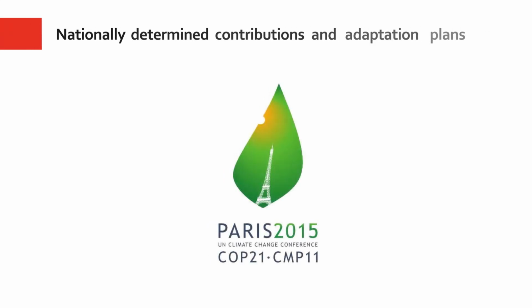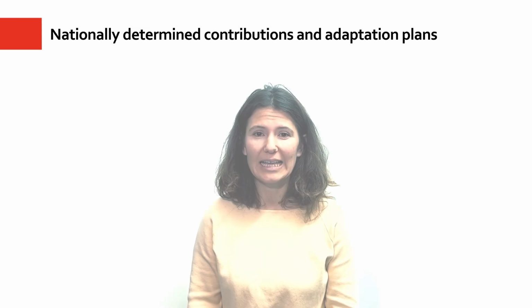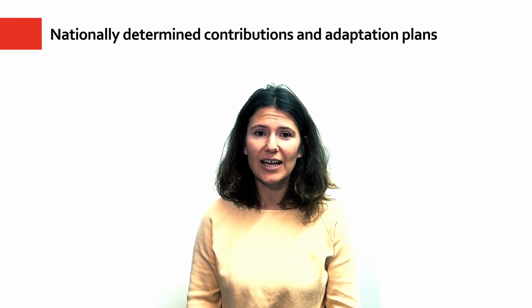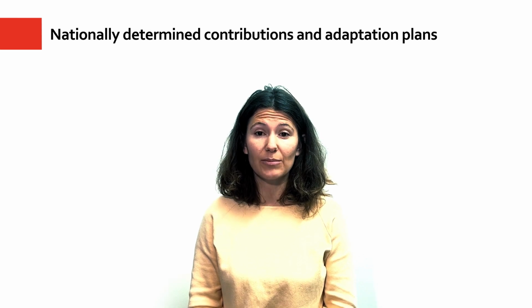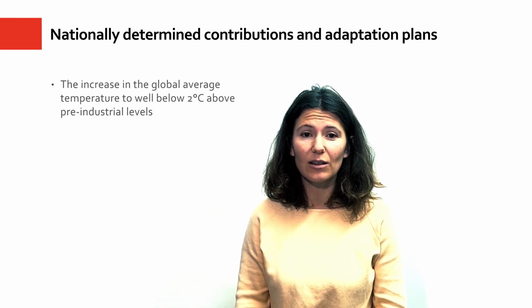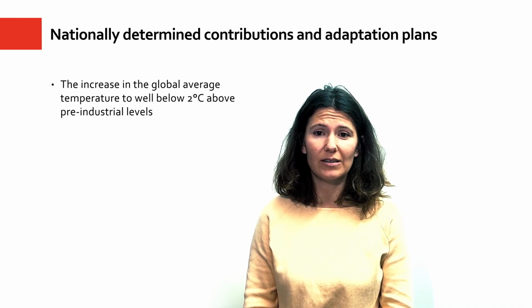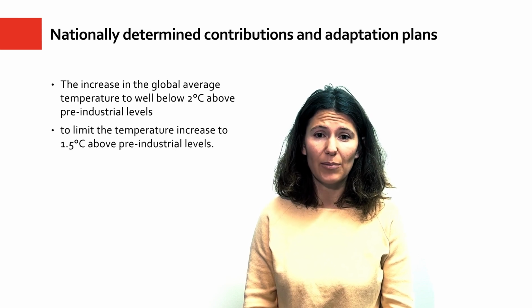The Paris Climate Agreement was adopted in December 2015 by 196 parties at the UN Climate Change Conference COP21. It is considered a landmark agreement because for the first time an international legally binding agreement brought all nations together to combat climate change and adapt to its effects. The overarching goal is to halt the increase in the global average temperature to well below 2 degrees Celsius above pre-industrial levels, and if possible, to limit the temperature increase to 1.5 degrees above pre-industrial levels.